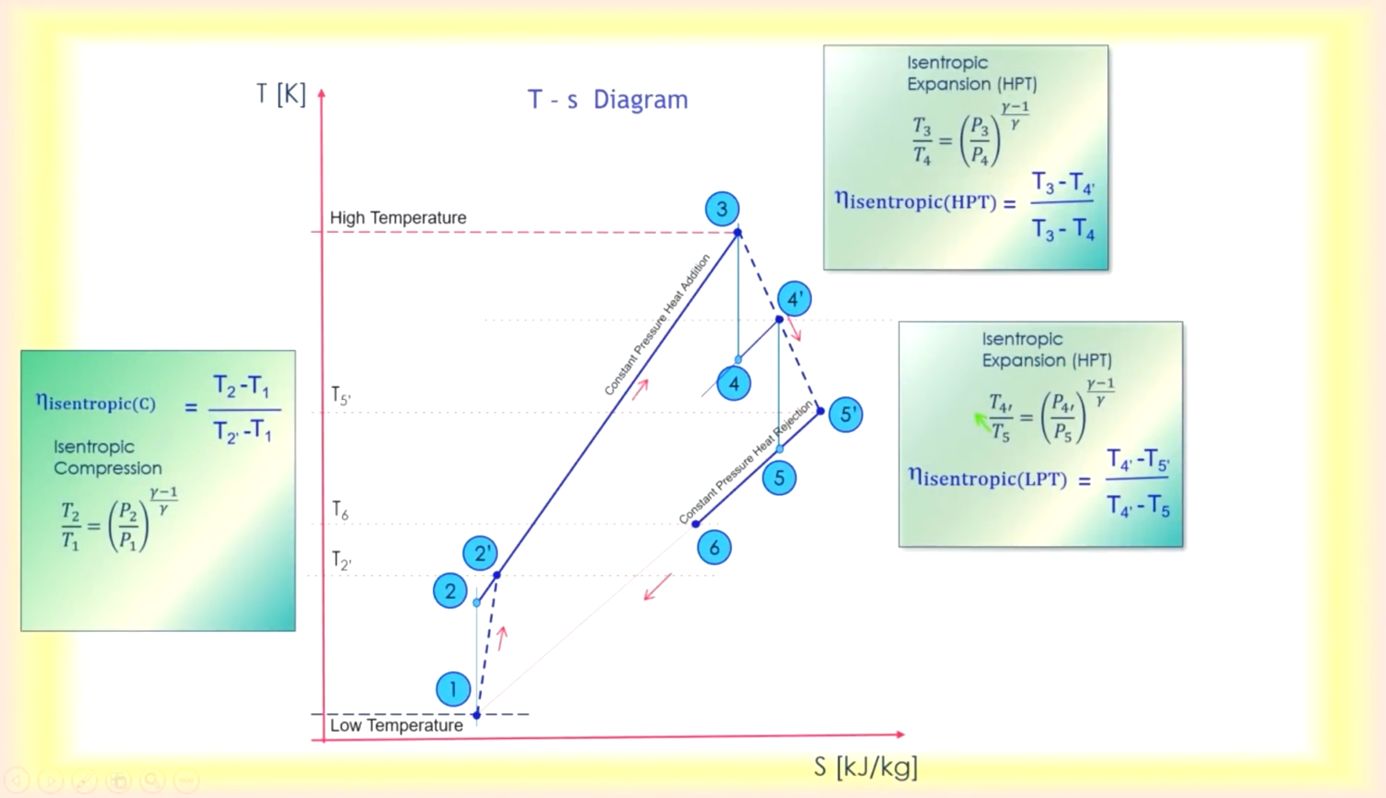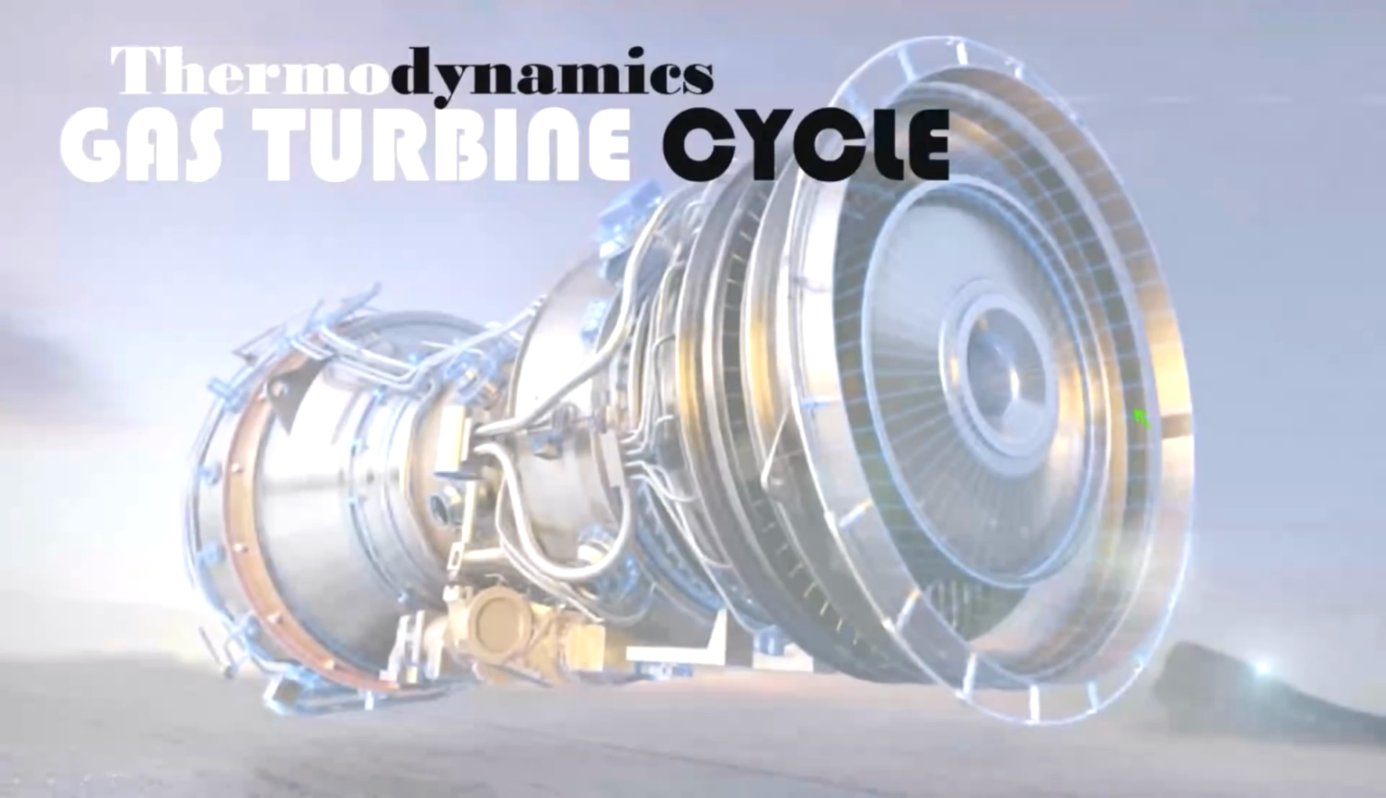So you have the isentropic relationship here between 4 prime and 5. That is where you see the vertical line. The constant pressure heat rejection has to be removed. For an actual gas turbine cycle, usually the exhaust goes to the atmosphere. So that's all for this slide, or this video, and thank you.